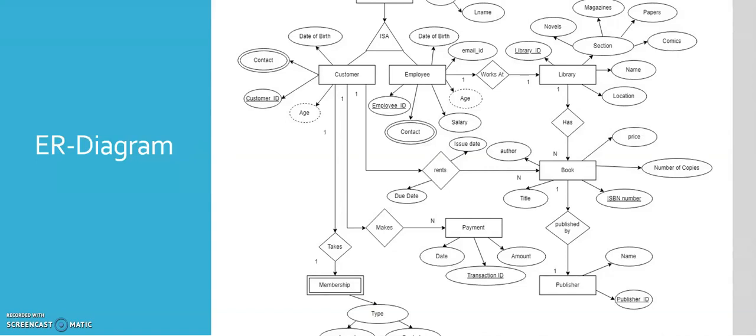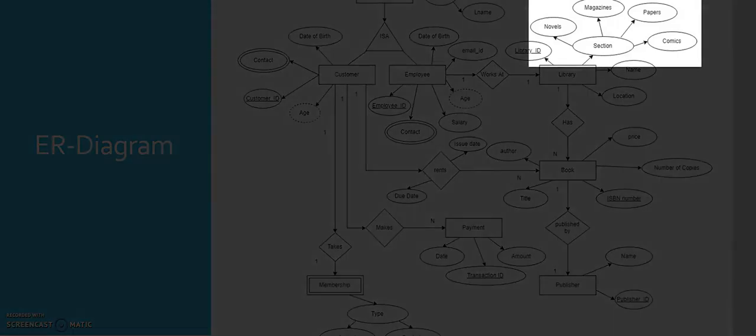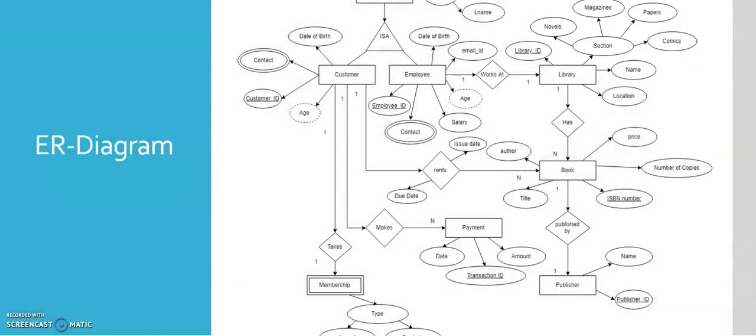An attribute is considered to be composite if it consists of two or more attributes. In our case, the section is considered to be a composite attribute because it consists of two or more attributes such as the novels, magazines, papers, and comics.